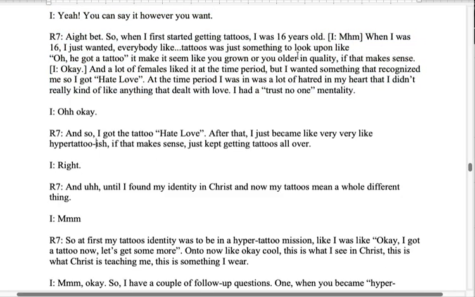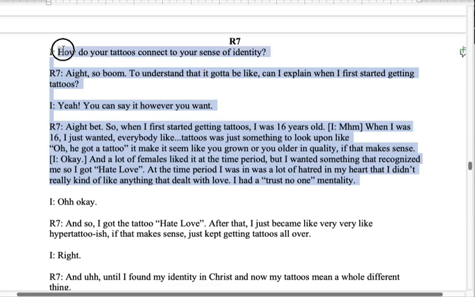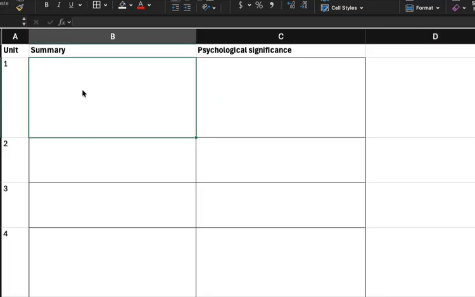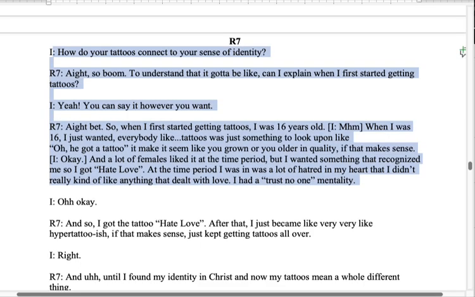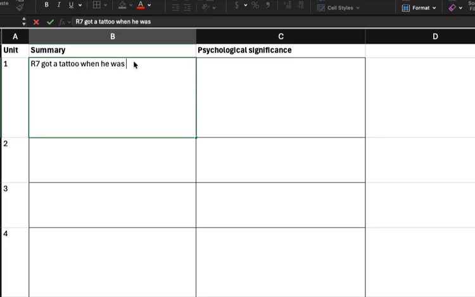So let me take this first meaning unit, and I'm not going to copy it and paste it into the Excel file. I'm going to describe it in a third person way. It's written in first person. The speaker is speaking about themselves. I'm going to transcribe it into third person. So our very first meaning unit would be R7 described the social context. No, I'm already jumping into the psychological significance. R7 got a tattoo. Did he say he was 16? Yeah. When he was 16 years old.